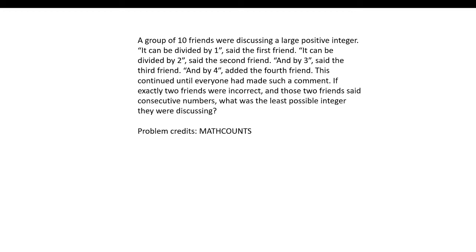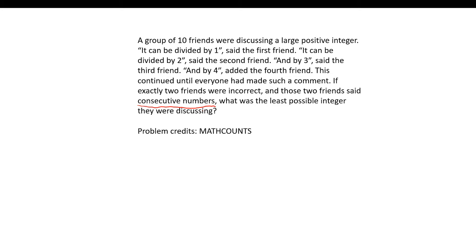The first friend says it can be divided by 1, the second says it can be divided by 2, the third by 3, then 4, 5, 6, 7, 8, 9, 10. So each friend made such a comment. Two of the friends are incorrect, and those two friends said consecutive numbers. What was the least possible integer they're discussing?